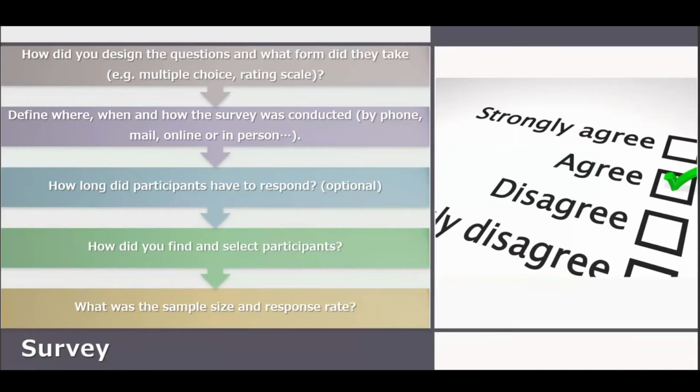And then you need to define where, when, and how the survey was conducted. Geographical location is important. You need to show that this research was conducted, for example, in Malaysia, or that this research is a global research that we shared and participants from all around the world were able to take part in.